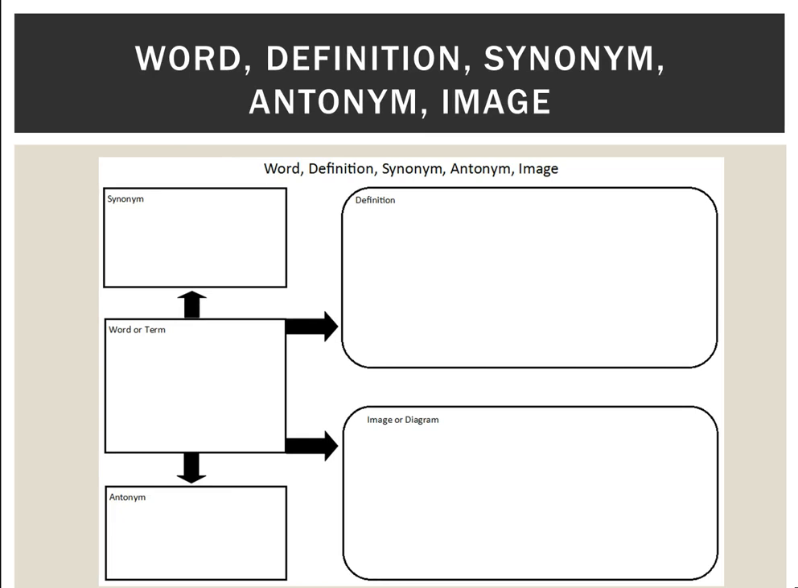Word, definition, synonym, antonym, and image. Now this one has also been talked about in one of the other videos, but this is just a map and a page that helps you to actually create all these bits and pieces. So you can see we've got the word or the term, the opposite meaning, the similar meaning, what it actually does mean, and an image or a diagram. It's just a way of setting it out that you might like.